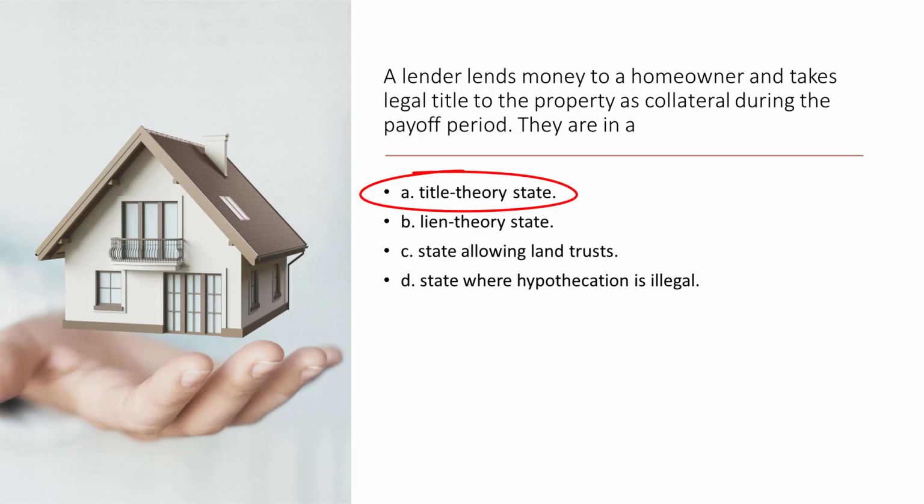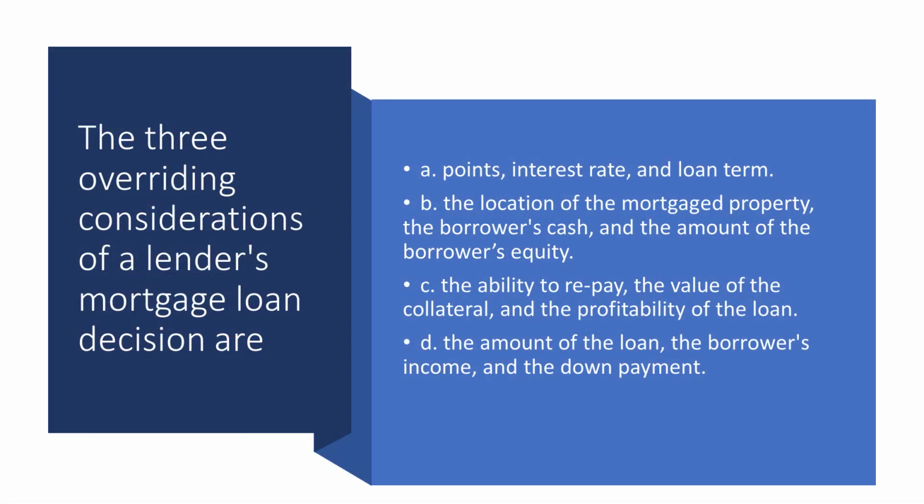Mortgage financing questions you are most likely to see on your real estate licensing exam. Question number 10. The three overriding considerations of a lender's mortgage loan decision are A. Points, interest rate, and loan term. B. The location of the mortgage property, the borrower's cash, and the amount of the borrower's equity. C. The ability to repay, the value of the collateral, and the profitability of the loan. And D. The amount of the loan, the borrower's income, and the down payment.